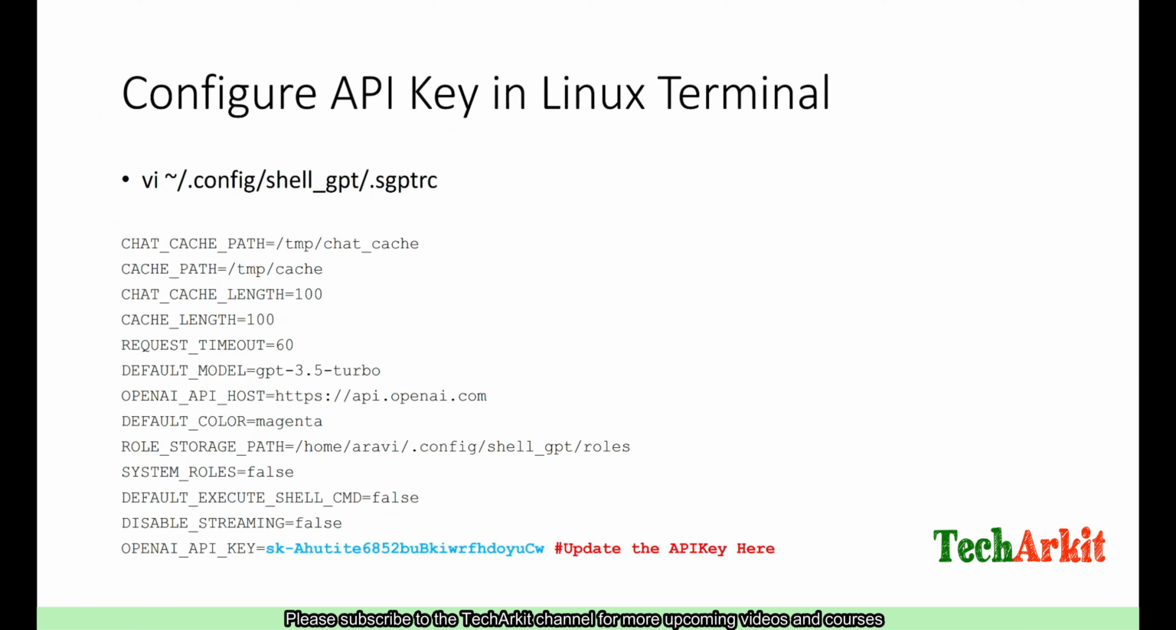So once you have generated that OpenAI key, log back into your Linux terminal, then edit this file on the home directory path, for example /home/username/.config/shell_gpt/.sgptrc, which is the configuration file of that one. Then these are all the detailed default configuration, and here at the end you just replace the OpenAI API key, update it with your key, then save that file. That's all you need to do from the Linux side. Then you can execute the commands.